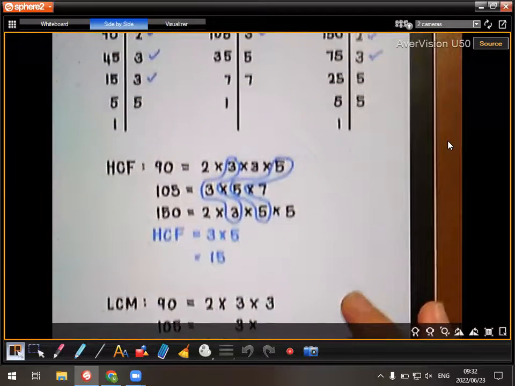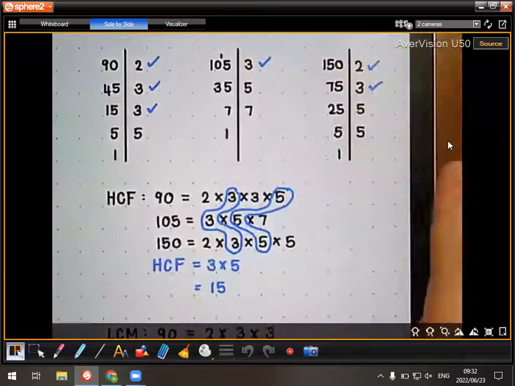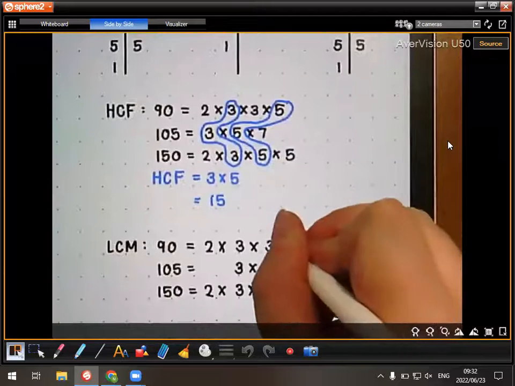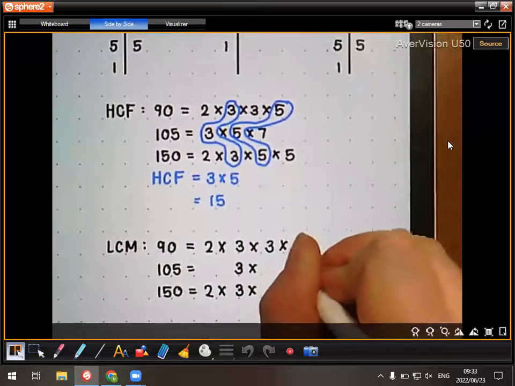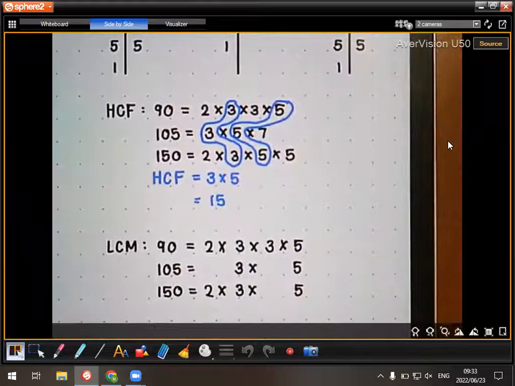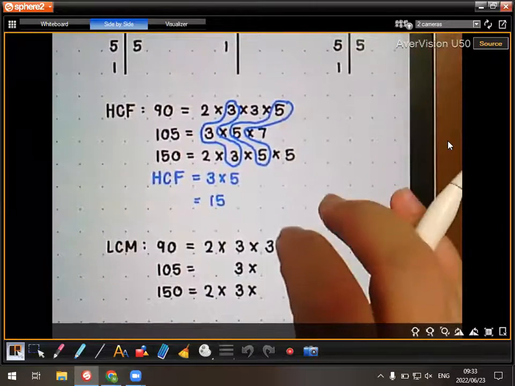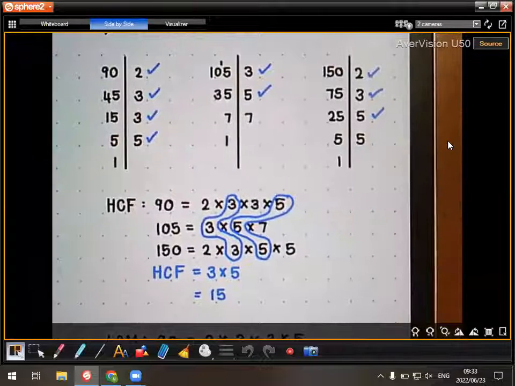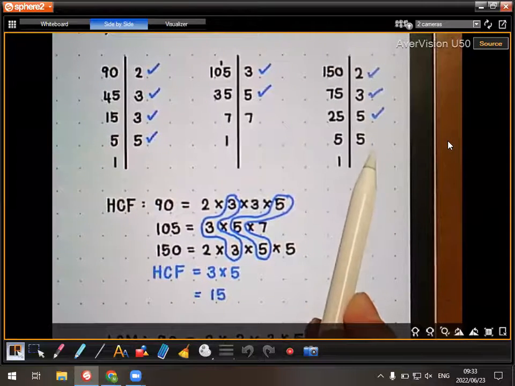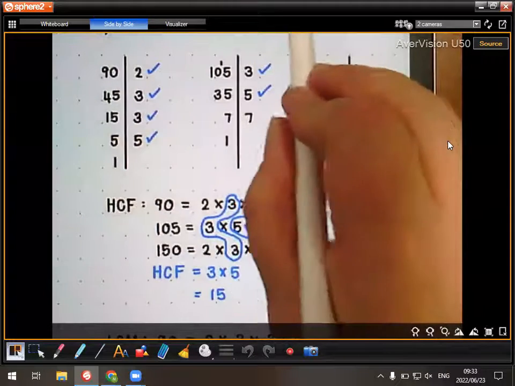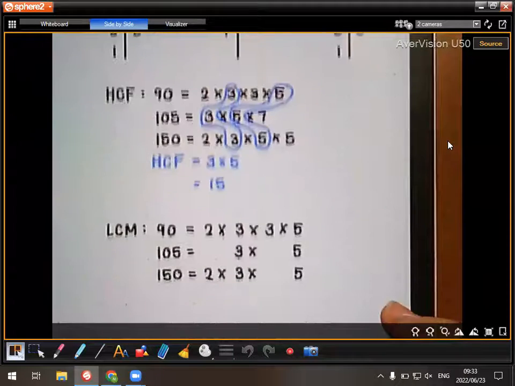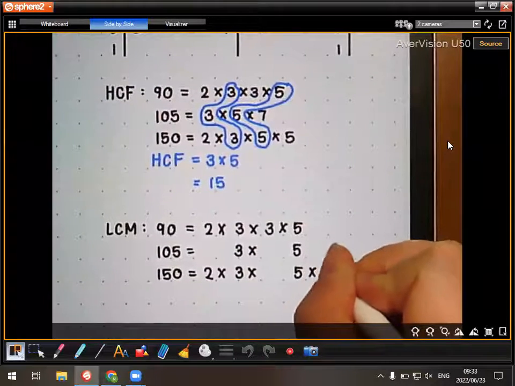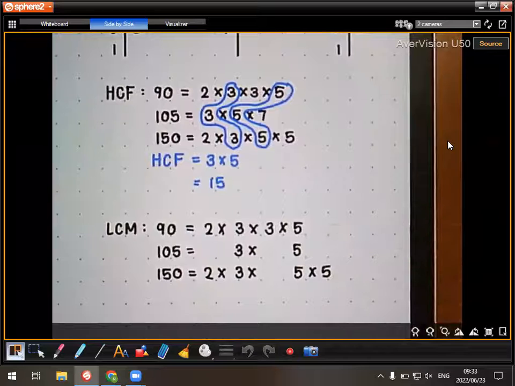Okay, do they all have a 5? Yes. So I'm going to put a 5 for each of them in line. I'm going to tick off those first 5s. 150 has a second 5, but the other ones do not. So I'm going to write that second 5 by 150, and it's just going to be blank above that number for the others.